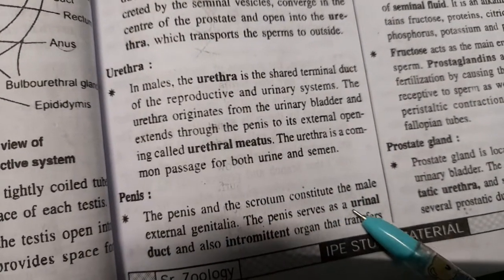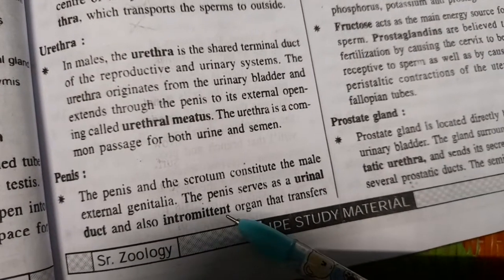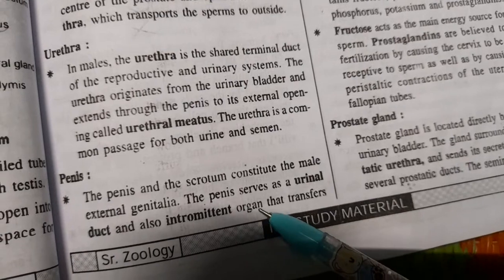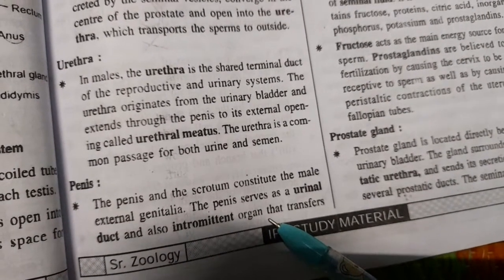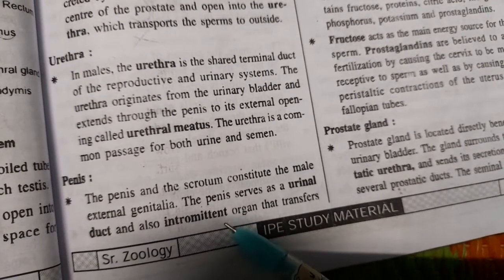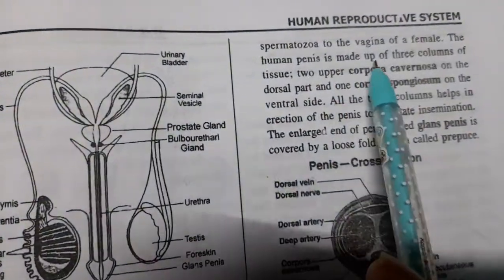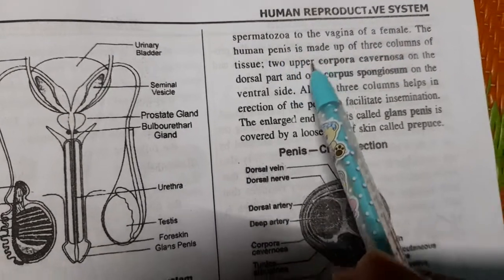The penis serves as a urinary duct through which urine passes, and as an intromittent organ which helps in transferring sperms into the female reproductive tract, into the vagina, during sexual intercourse. That's why it is an intromittent organ that transfers spermatozoa to the vagina of the female.